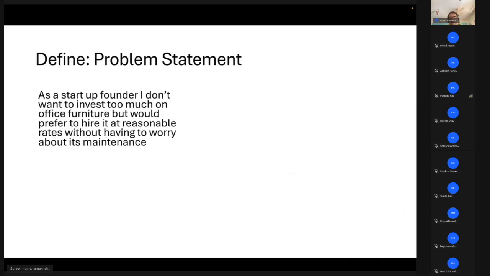The next is, after we do the empathize and the user research, we come to the define phase, right? Here you're putting yourself in the shoes of the startup founder. You're defining a problem statement. This is our statement: I don't want to invest too much on office furniture, but prefer to hire it at reasonable rates without having to worry about its maintenance, right?